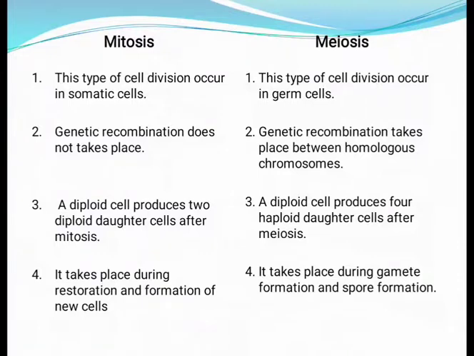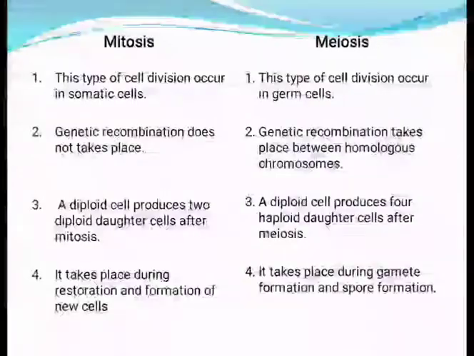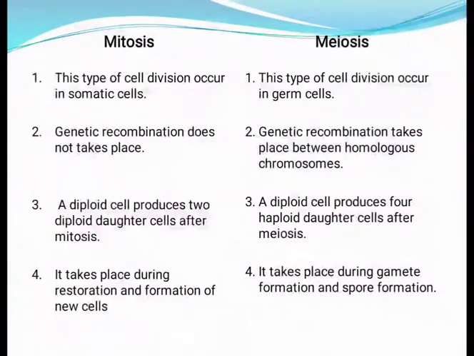Third point, in meiosis, a diploid cell produces 4 haploid daughter cells. That means here the cells after division become haploid in nature. That means they are not exactly similar to their parents. Their chromosome numbers are exactly half of their parental cell.